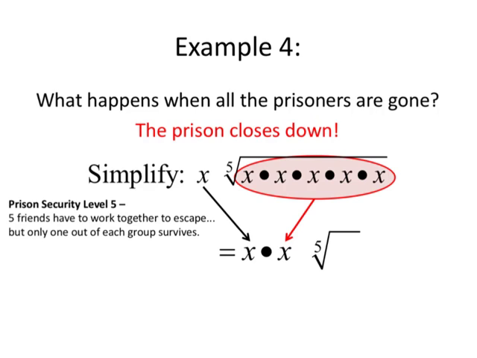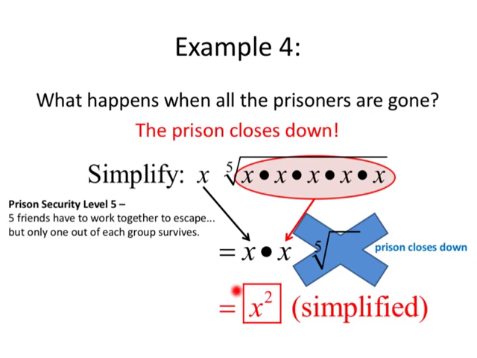But when they make a run for it, only 1 makes it out alive. The others get shot and are buried. And so we only have the 1 X that makes it out alive. This other X came from the X that was already sitting outside prison waiting for his buddies to try to escape. And so these 2 guys are free guys, and there's nobody left in the prison. So what happens? The prison closes down. So our final answer is just x times x, which is x squared, and that is a simplified version of the original problem.